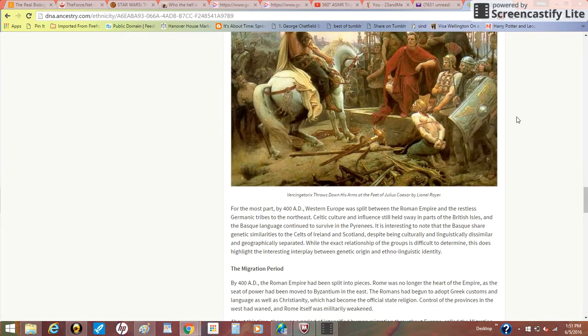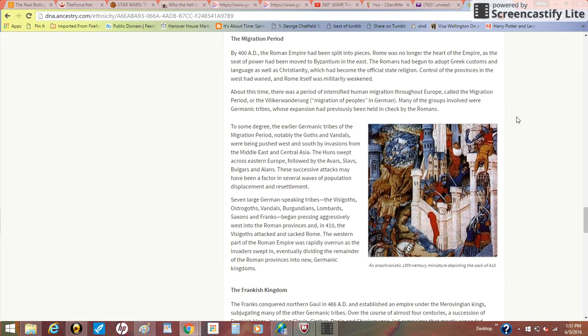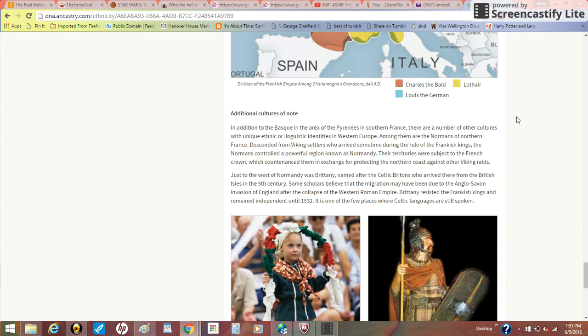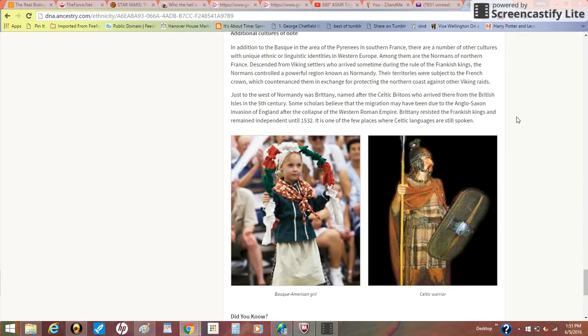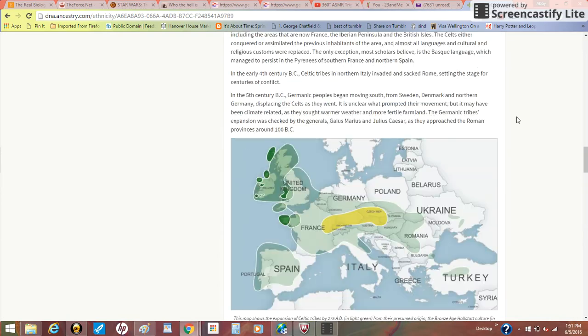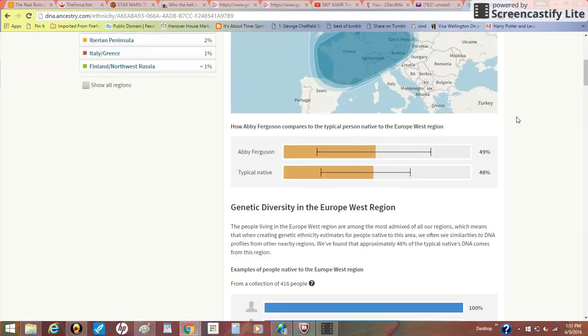Celtic and other tribes, more maps, more history. I know I'm scrolling really fast, but I'm trying to get this done here. The English Kingdom, more maps, more history, a lot of maps and history and things about the people. And scroll back up. This is mostly what this is, the ethnicity estimate.